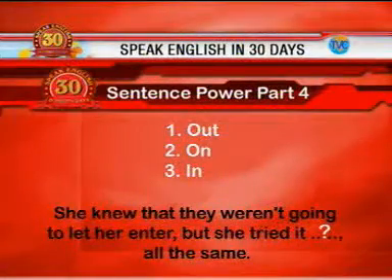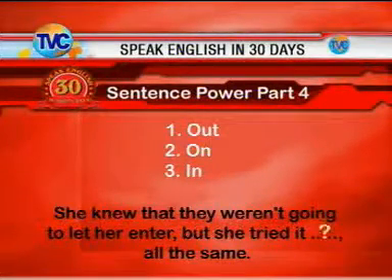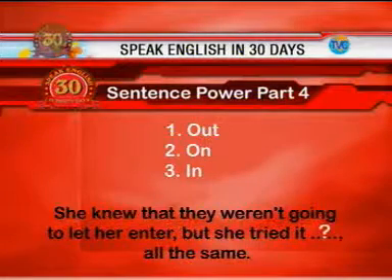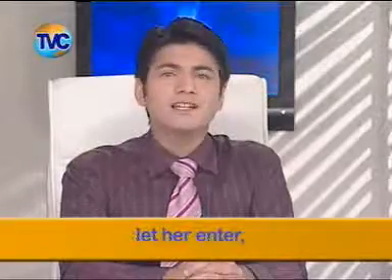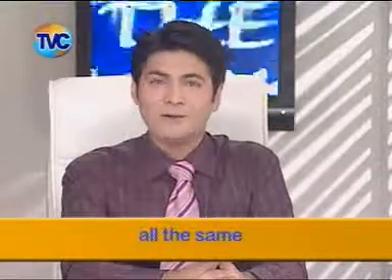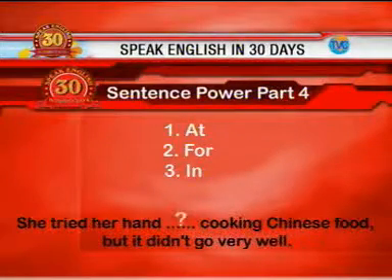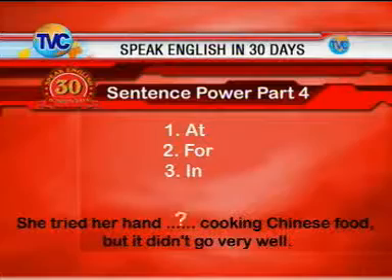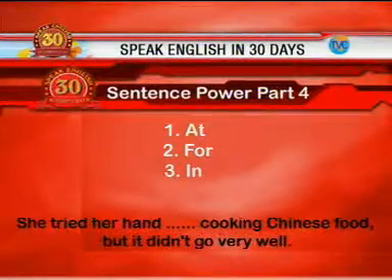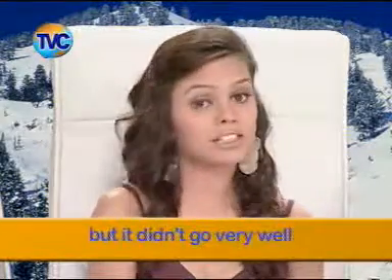She knew that they weren't going to let her enter, but she tried it all the same. Out, on, in. The correct answer is she knew that they weren't going to let her enter, but she tried it out all the same. She tried her hand cooking Chinese food, but it didn't go very well. At, for, in. The correct answer is she tried her hand at cooking Chinese food, but it didn't go very well.